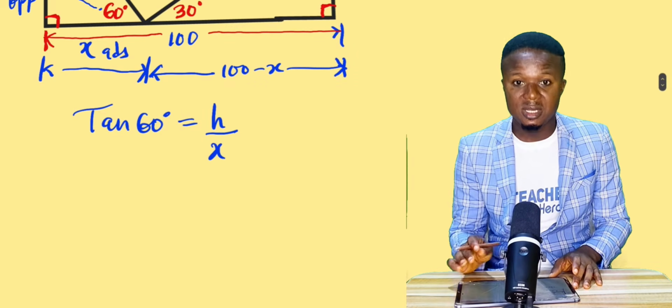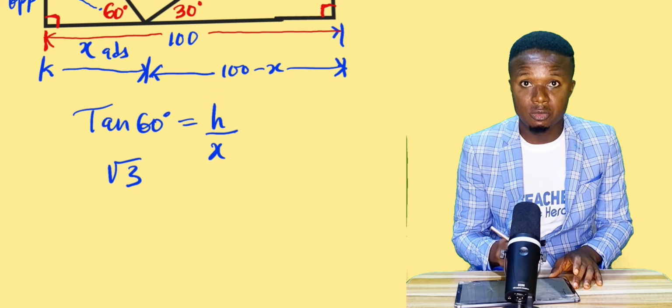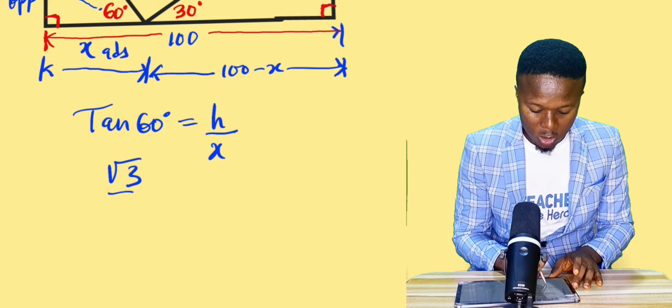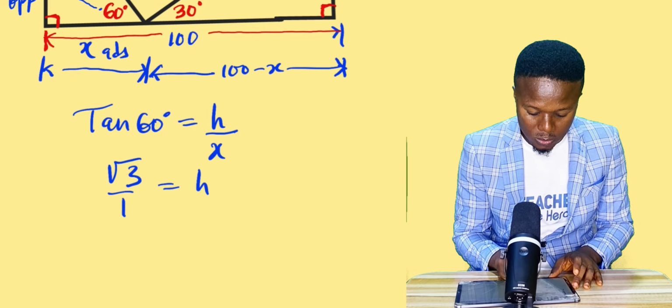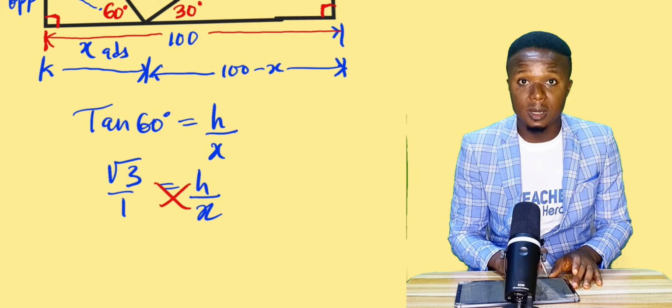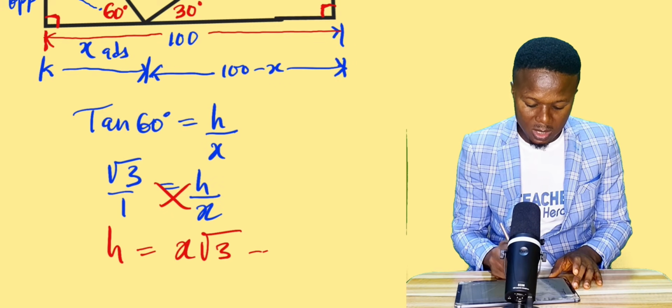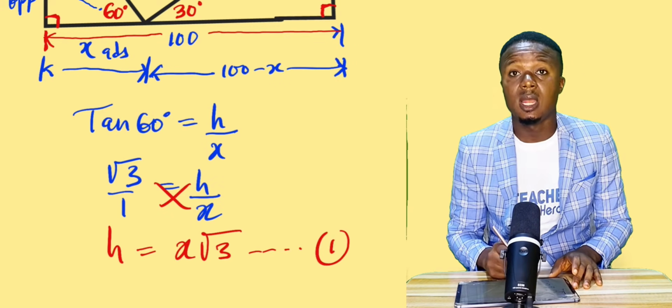So now, what is tan 60 degrees? Tan 60 degrees definitely is just root 3. It is a special angle. So you can call it root 3 over 1 equal to h over what? x. When you now cross multiply, you will find out that h is equal to x root 3. You can call this equation 1 and keep it.